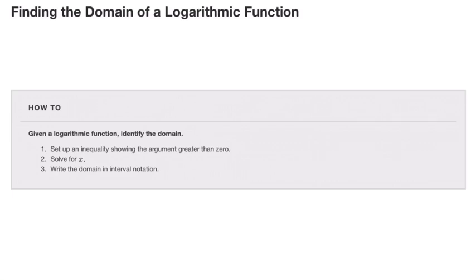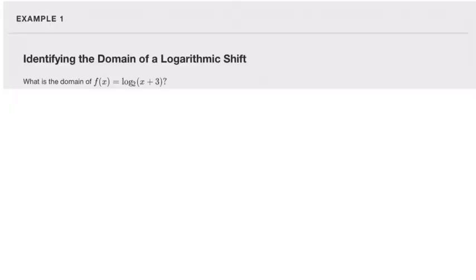Okay, let's see this in action. What's the domain of this? In general, we can't take the log of 0 or negative numbers. So in other words, this x plus 3 has to be strictly greater than 0. Then we subtract 3 on both sides. If we solve this inequality, x is strictly greater than negative 3.